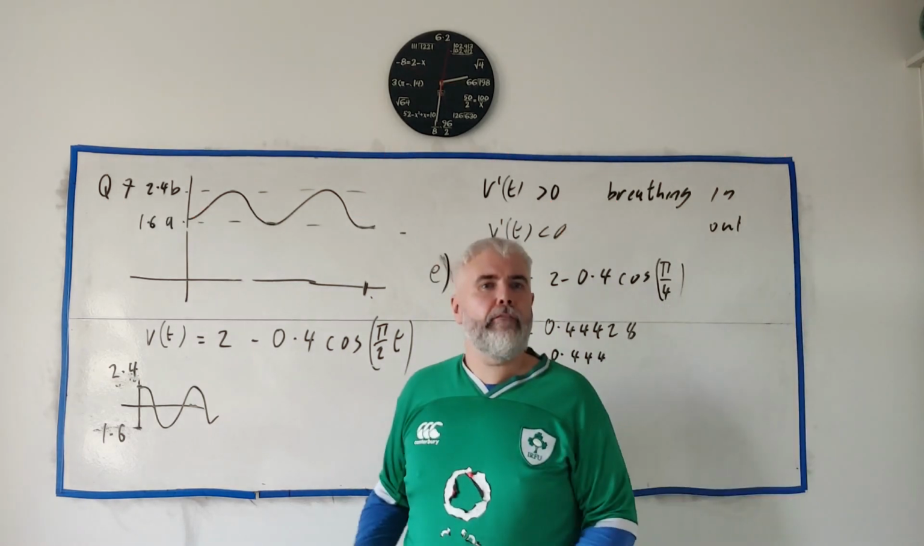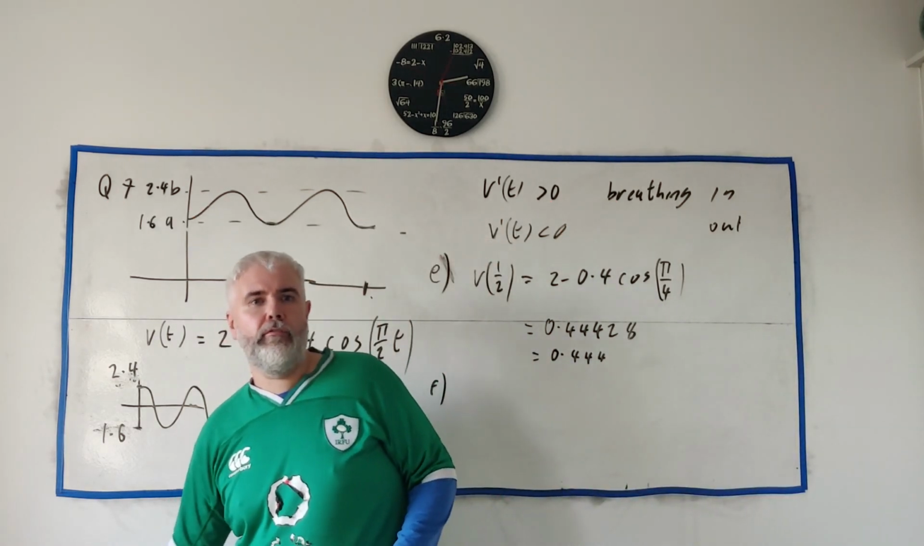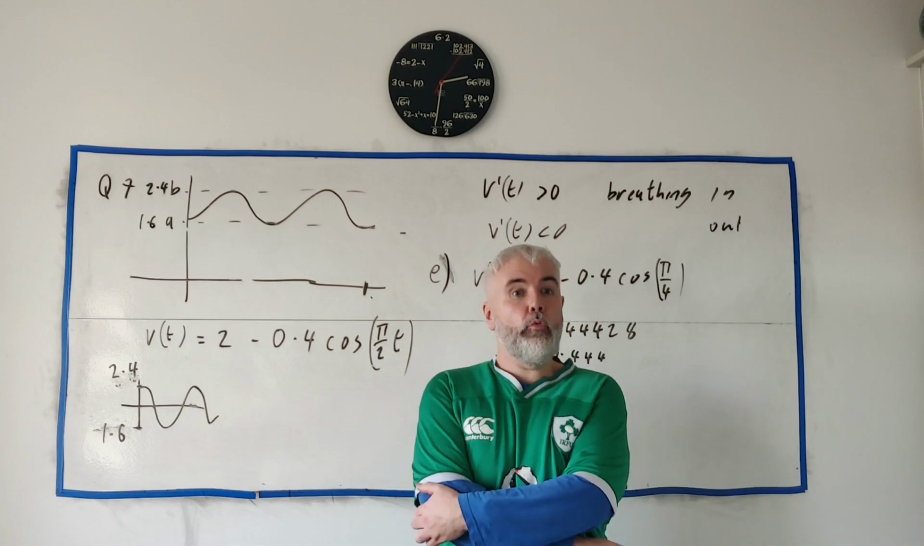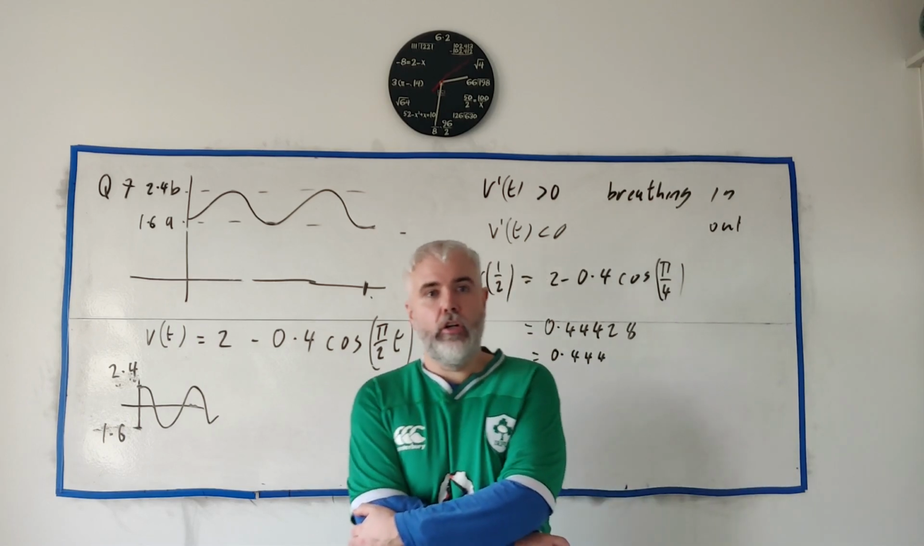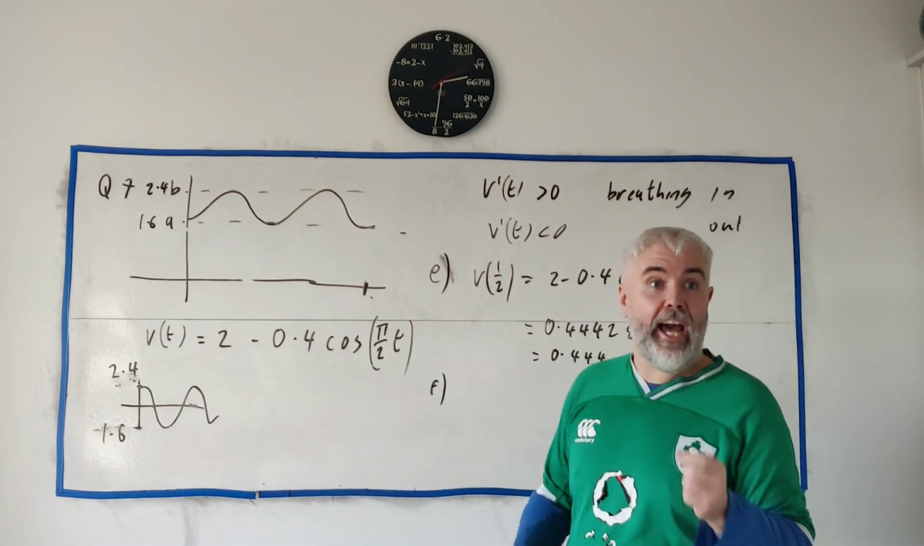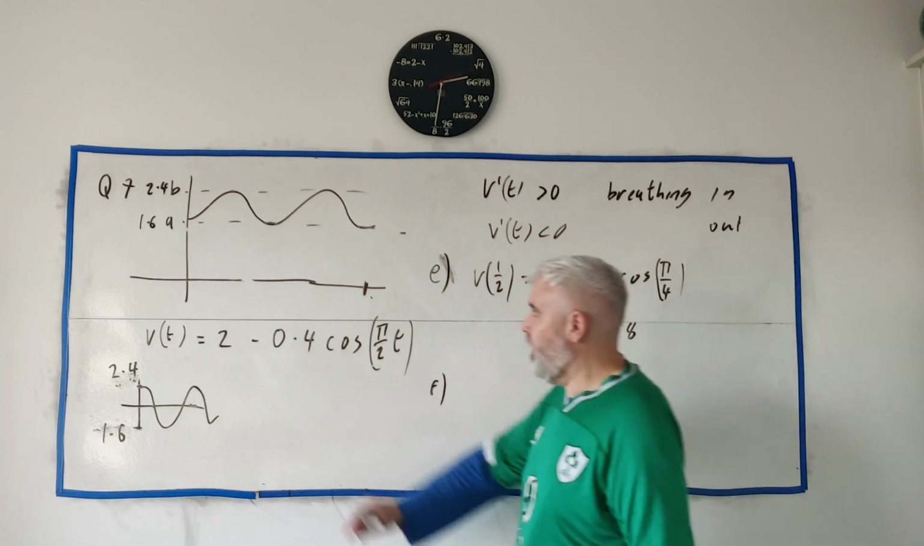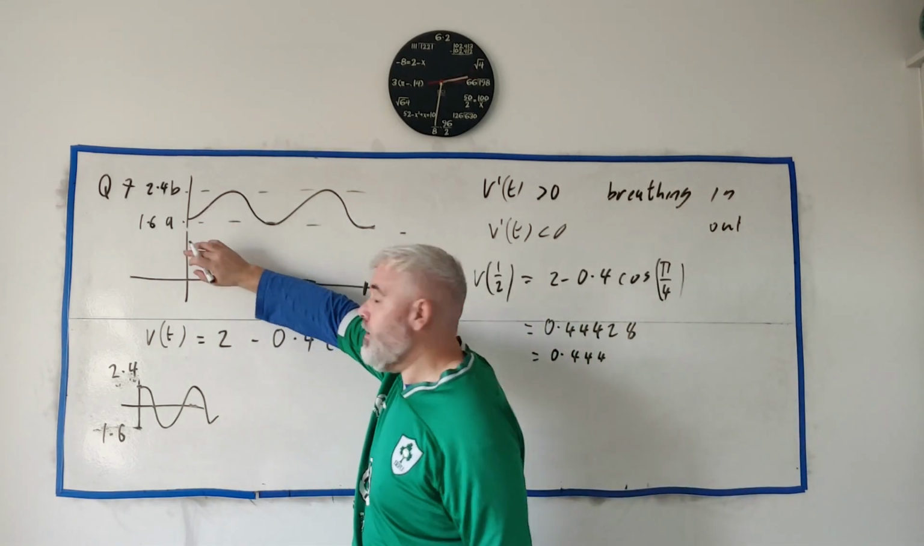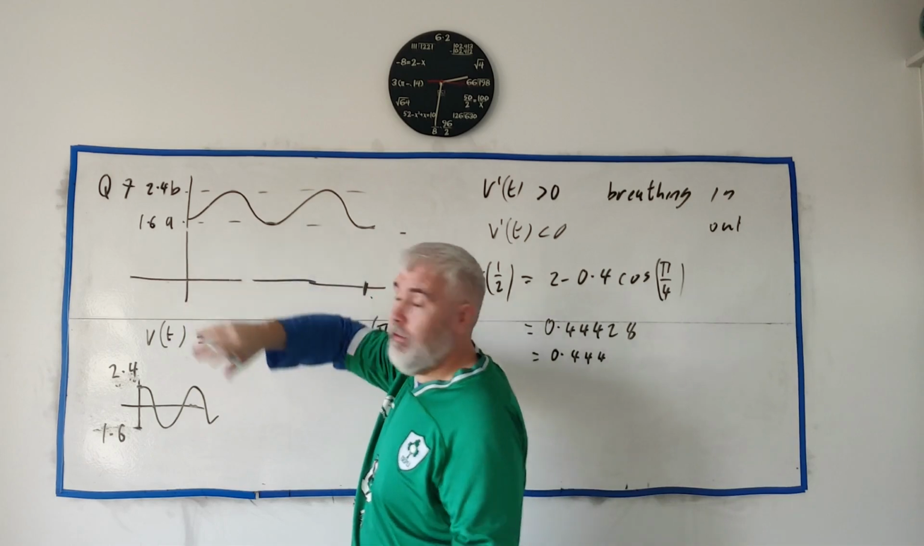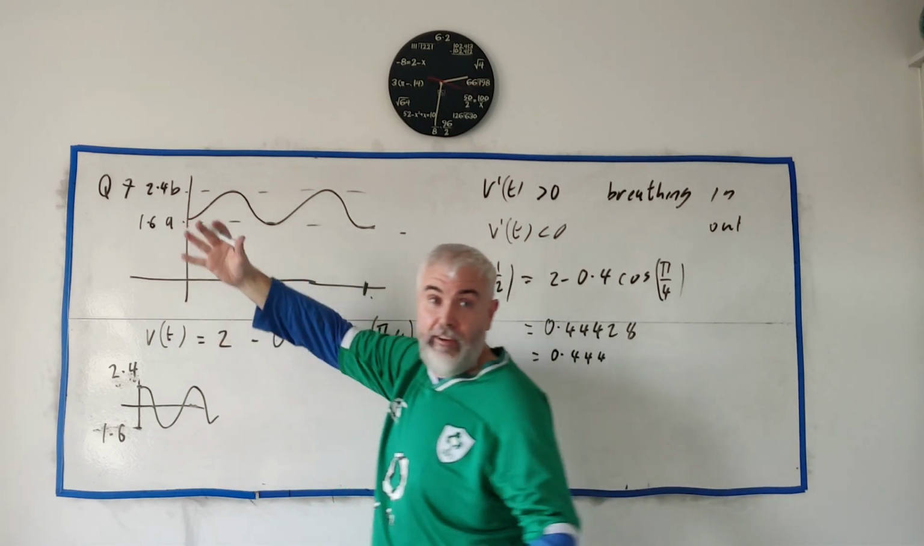For F, they want to know, find the rate at which the volume in our lungs is increasing half a second after. So after half a second, it's increasing, they're telling us. We don't need to know that. The answer will find that for us. But what's the value of it?